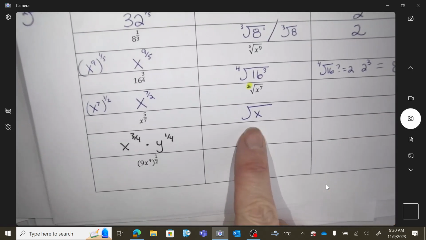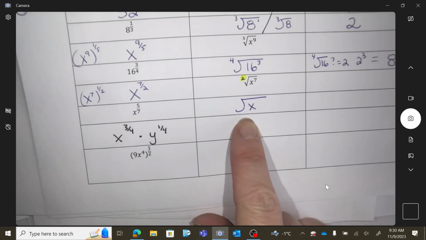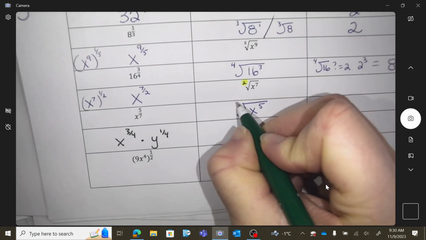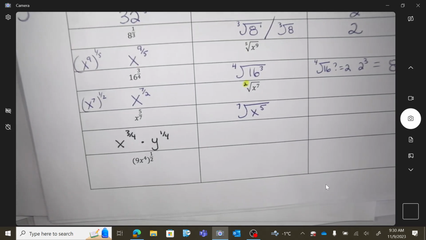Okay, so this one, where are you going to put the 5? Where are you going to put the 7? x5, and it's a 7th root. So whatever's on the bottom is the root that I'm taking.